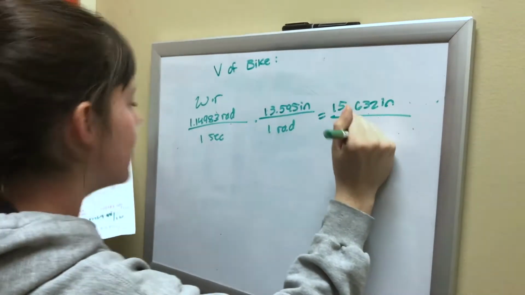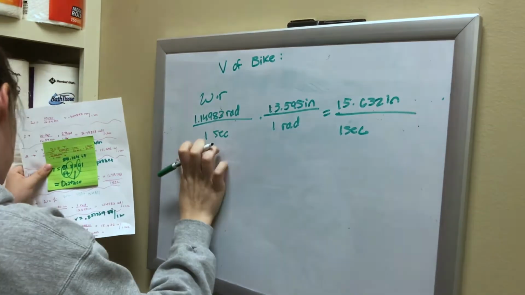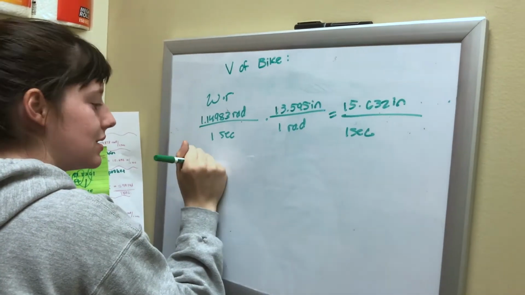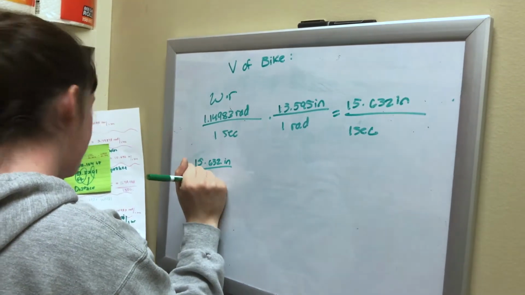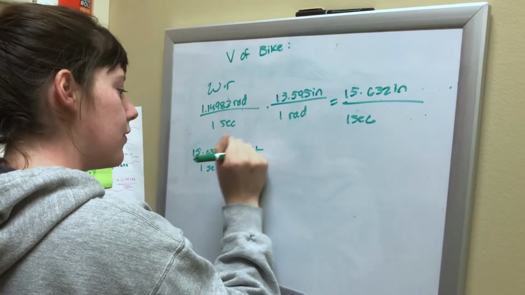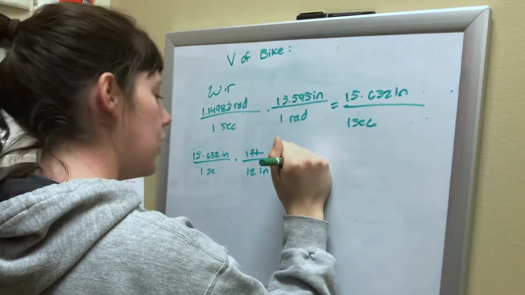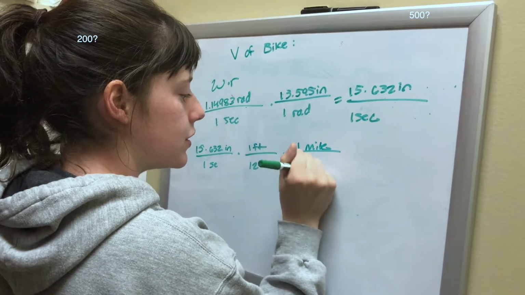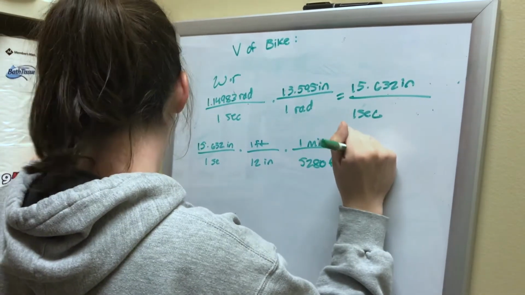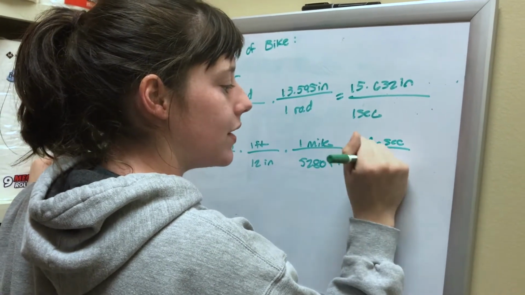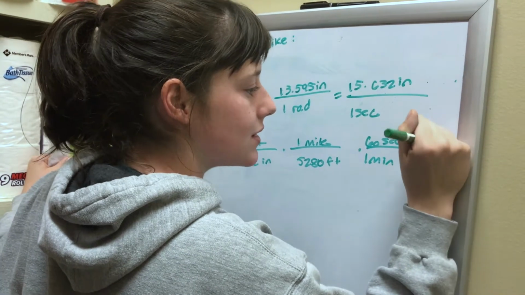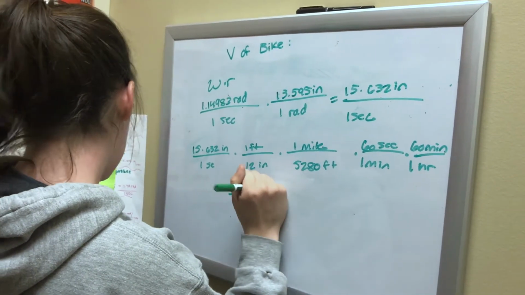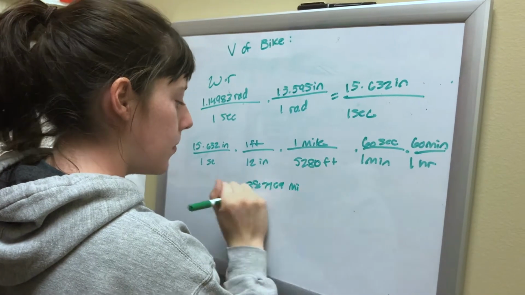In order to change this to miles per hour, you multiply 15.632 inches per 1 second times 1 foot over 12 inches times 1 mile over 5,280 feet times 60 seconds over 1 minute times 60 minutes over 1 hour. This equals 0.887769 miles per 1 hour.